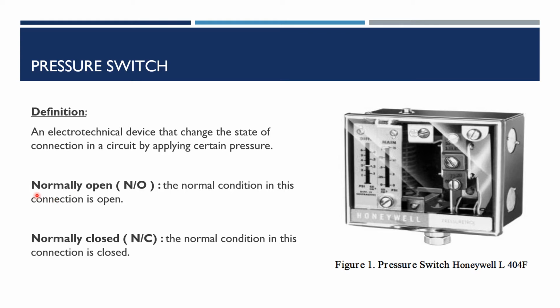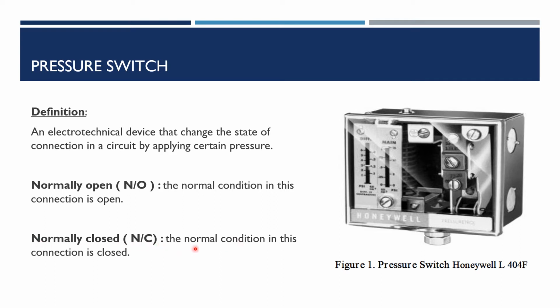The first definition we have is the normally open, which basically means the original state of your circuit is open. So the circuit is connected and starts as open, or in the case of the lamp, it is off. So this is the basic definition of the normally open.